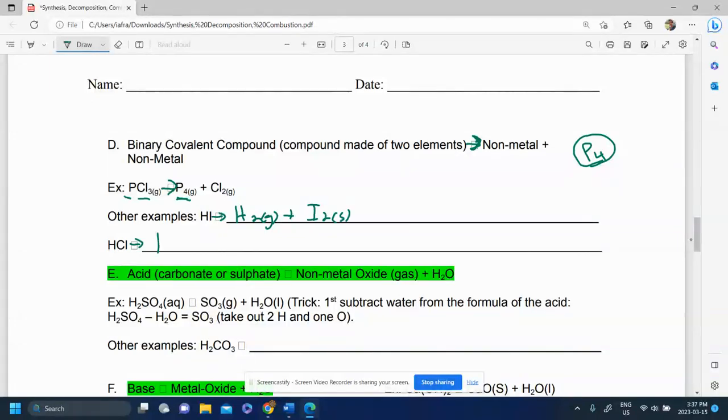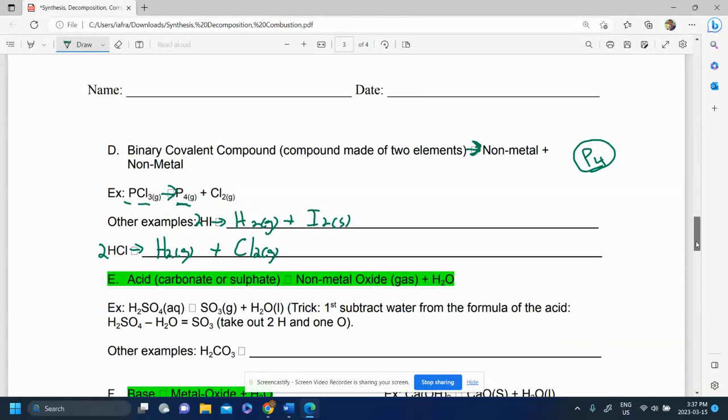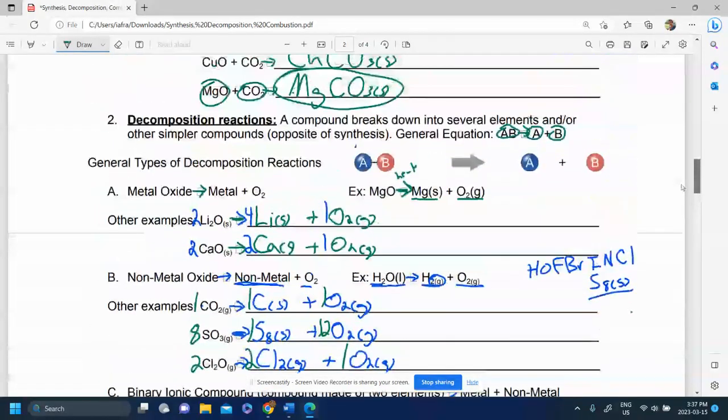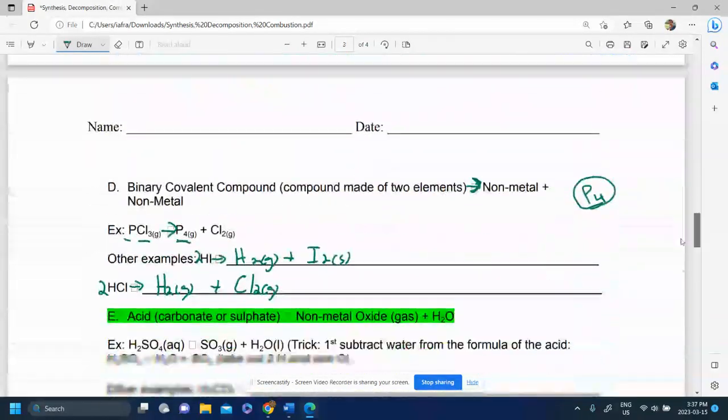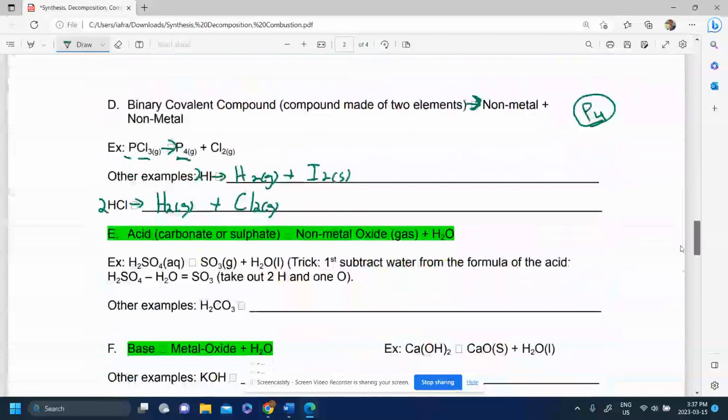HCl breaking down into H2, again, another Hofbrinkel, plus Cl2 gas. And as usual, you can go ahead and try to balance these for extra practice. These ones are nice and easy to practice. So nothing too different. These have all been the same so far. You're just splitting the elements up. If there's Hofbrinkel, you're being careful with that. Otherwise, there's not even crisscross here. It's nice and straightforward.